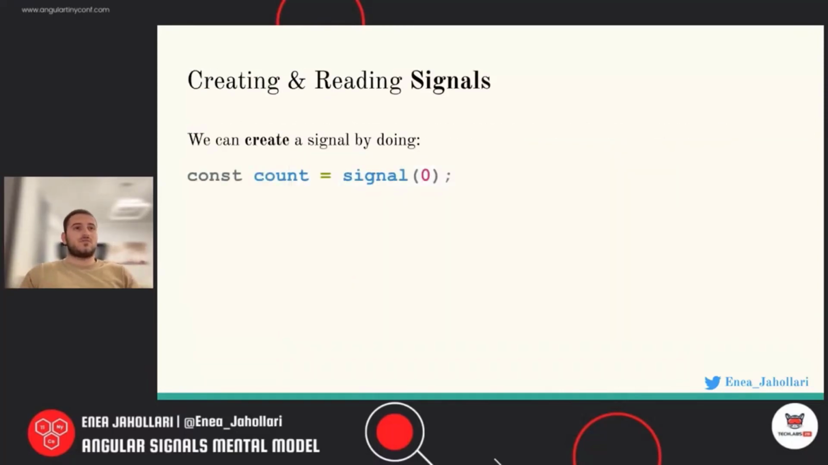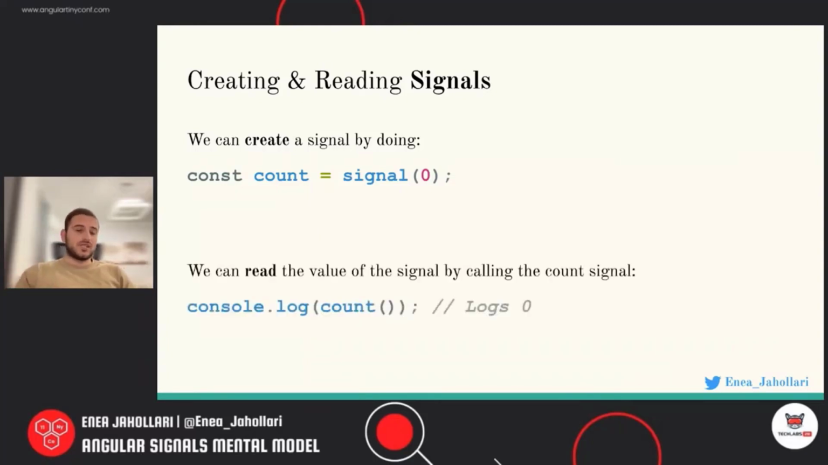So, creating and reading signals. In order to create a signal, we just call the signal function, and we need to pass an initial value. And to read them, we just call them as a function, like a function call. In our case, we have called it count and logged its value. And on the console, of course, we'll see 0.